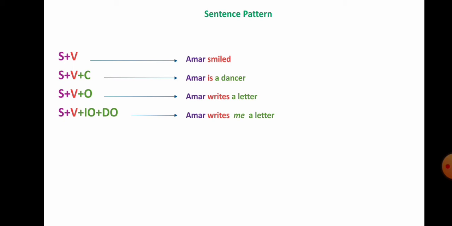Amar is a subject, writes is a verb, me is an indirect object as it answers the question to whom, and a letter is a direct object, it answers the question what. If you want to rearrange the sentence, we can remake it. Amar writes a letter to me. Here the sentence pattern is subject, verb, direct object and indirect object.